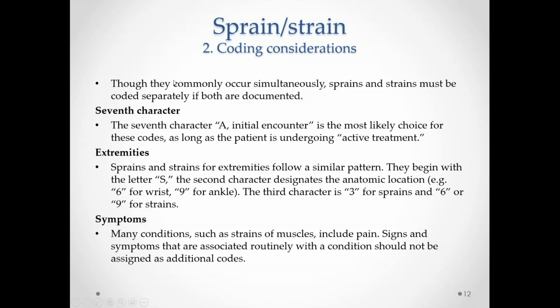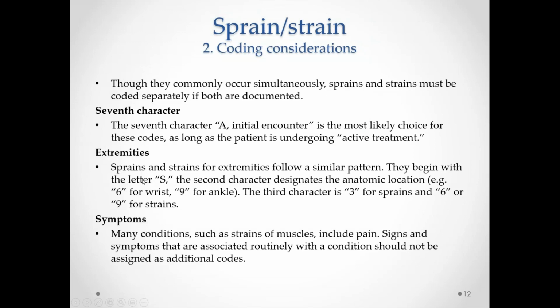Well, keep in mind that although most patients who have a sprain also have a strain, they must be coded separately. You can't just code one and assume everybody knows. And if I were you, if you're going to do, like, soft tissue work, strain is a great one to code for because it helps justify soft tissue work, because strain is soft tissue damage. The sprain, however, is joint damage. And so if you're doing things to help that joint out, then that would be a great diagnosis to point to for those services. As I stated here, the 7th character A is the most likely choice for these codes as long as the patient is undergoing active treatment. So you'll put active treatment right there in your records.